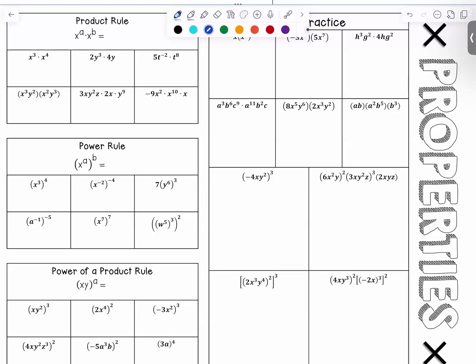So, product rule. These are all the rules that we've gone over in the last week or so. The product rule says that if x is to the a power and x is to the b power, then x would be to the a plus b power. That's a rule. So you're going to add the exponents when it's multiplied. If they're written next to each other, you just add them straight across. So on number one, 3 plus 4, that becomes x to the seventh. You're just adding the stuff that matches.